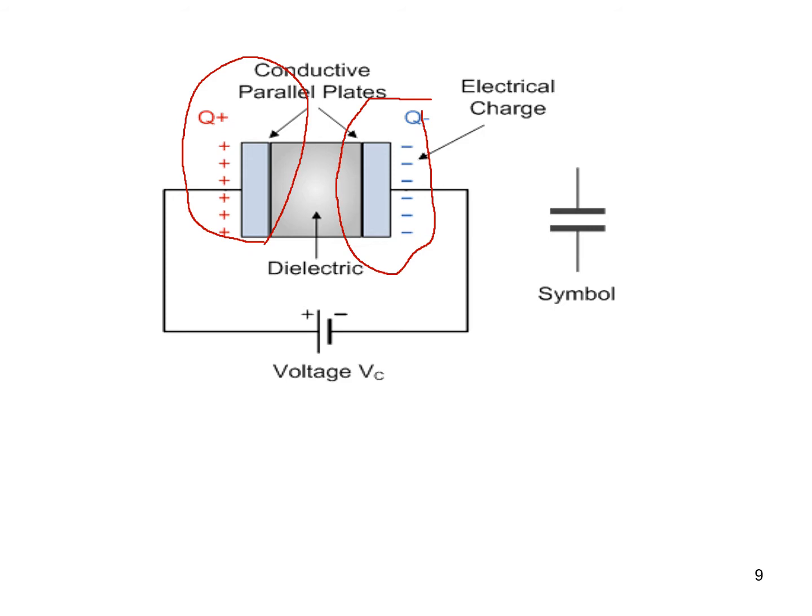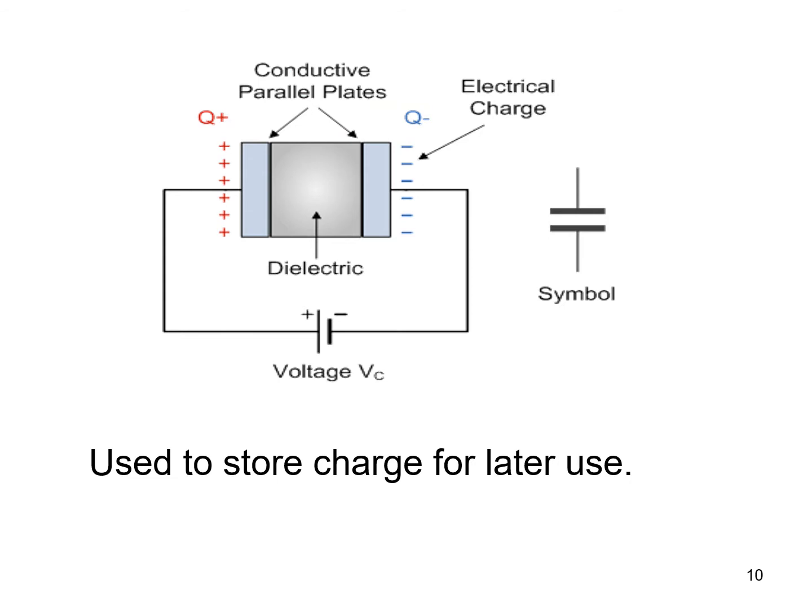Charges can't get to each other, and they keep building up and building up until we're ready to use them. It's a large charge that they're building up, and that's their purpose. They're used to store charge. This is the capacitor's purpose, used to store charge for later use.